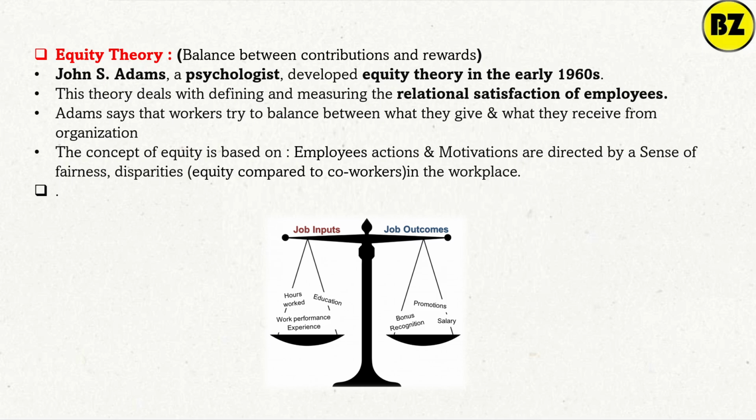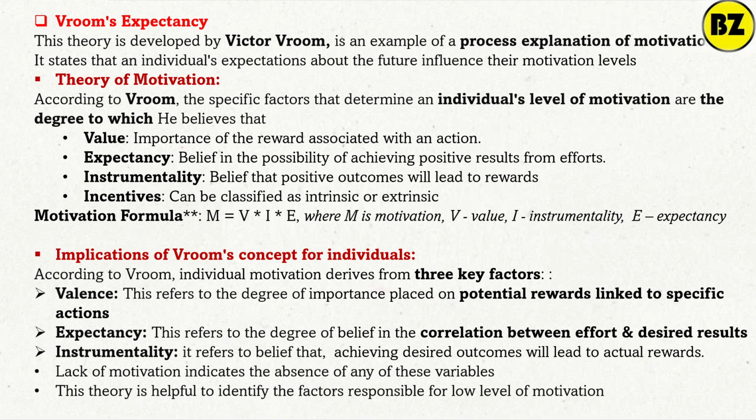Equity means we have to maintain the equilibrium of input and output from the job. Next theory is Vroom's expectancy theory. It is again very interesting. Vroom stands for simply Victor Vroom. The theory is developed by Victor Vroom. It is an example of the process explanation of motivation.